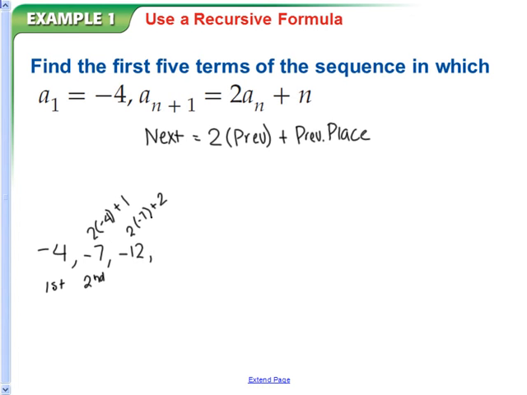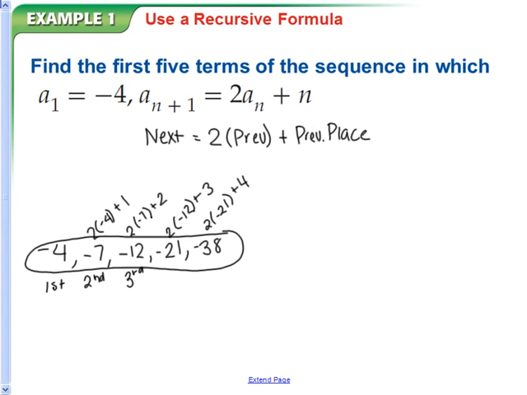negative 12. Okay, now I do 2 times negative 12 plus its place. Well, it was in third place, so I put a 3 there. Negative 21. 2 times negative 21 plus fourth place, negative 38. Those are my first 5 numbers.